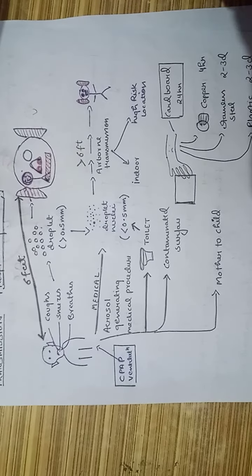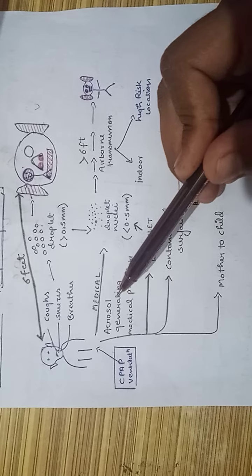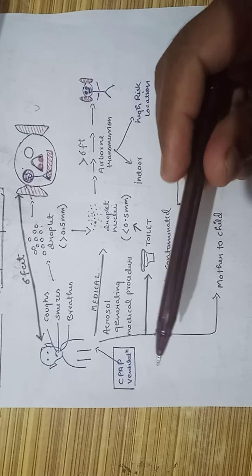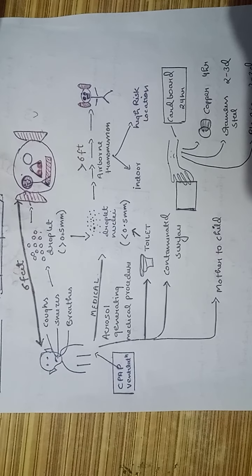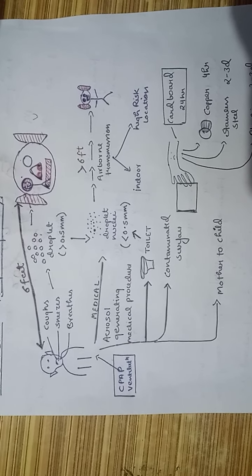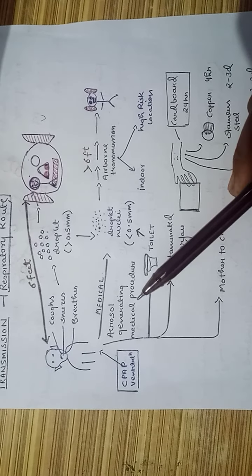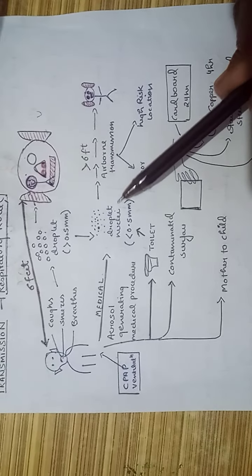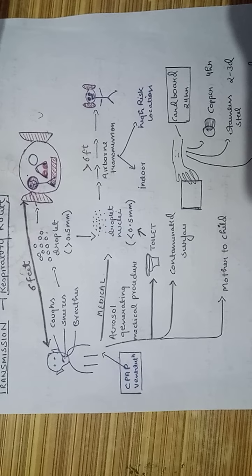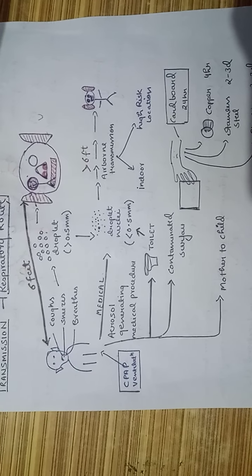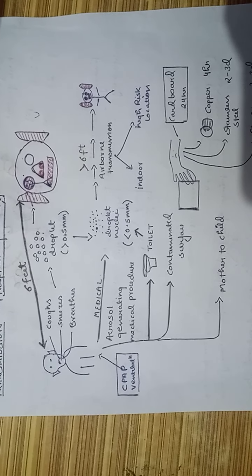Now another way these droplet nuclei are formed is through medical procedures, like aerosol generating medical procedures, which include if a covid patient is under ventilation or continuous positive pressure machines. The machines which generate aerosol lead to the formation of droplet nuclei, and that is why a health worker working near a patient of COVID-19 is advised to wear a virus filterable mask like N95.